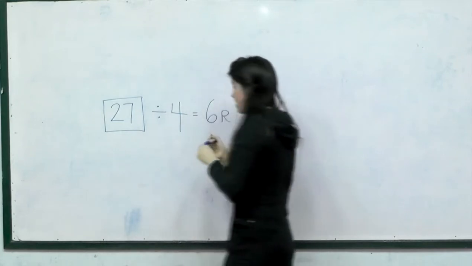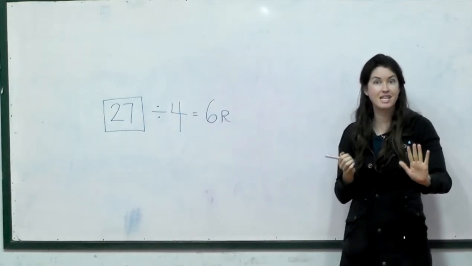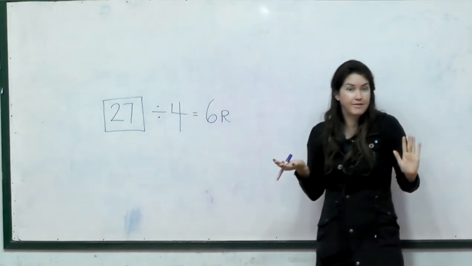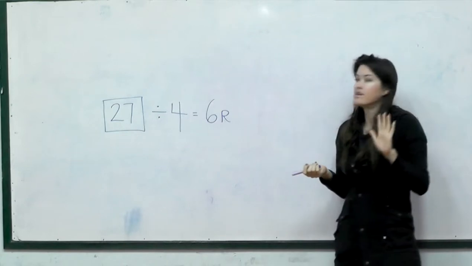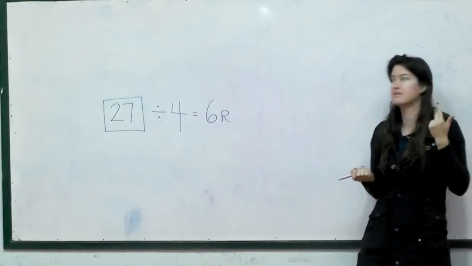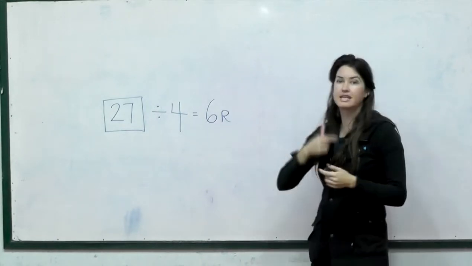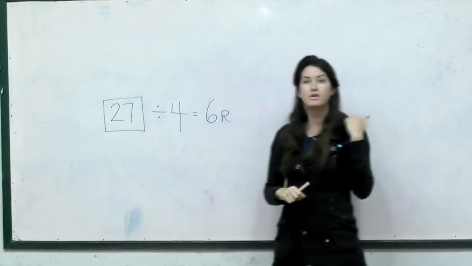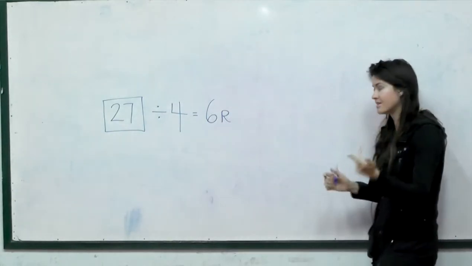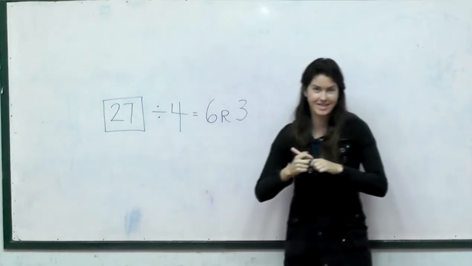And how do we find our remainder? Where do we stop? 24. Why is it 3, friends? We stopped at 24, so we're going to count by ones until we get to our big number. So 24, 25, 26, 27. Our remainder is 3. Very nice job, friends.